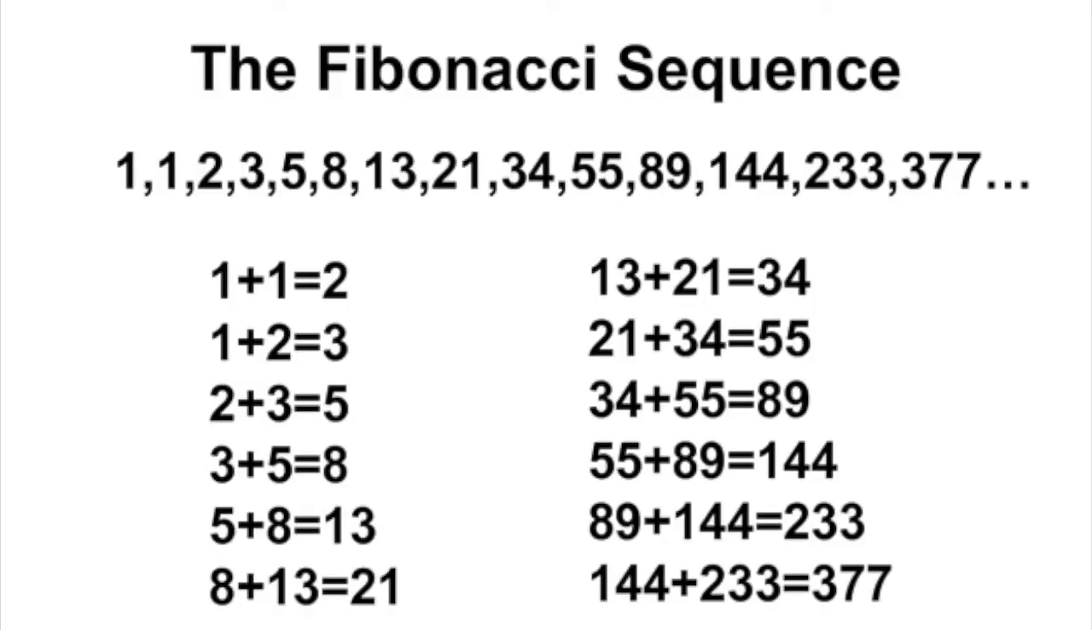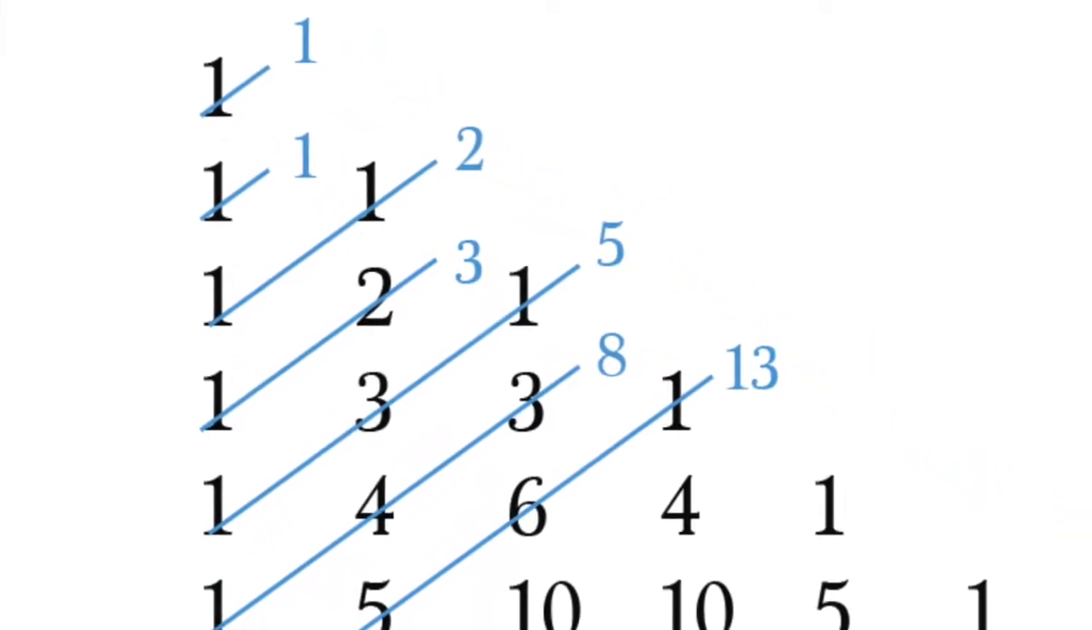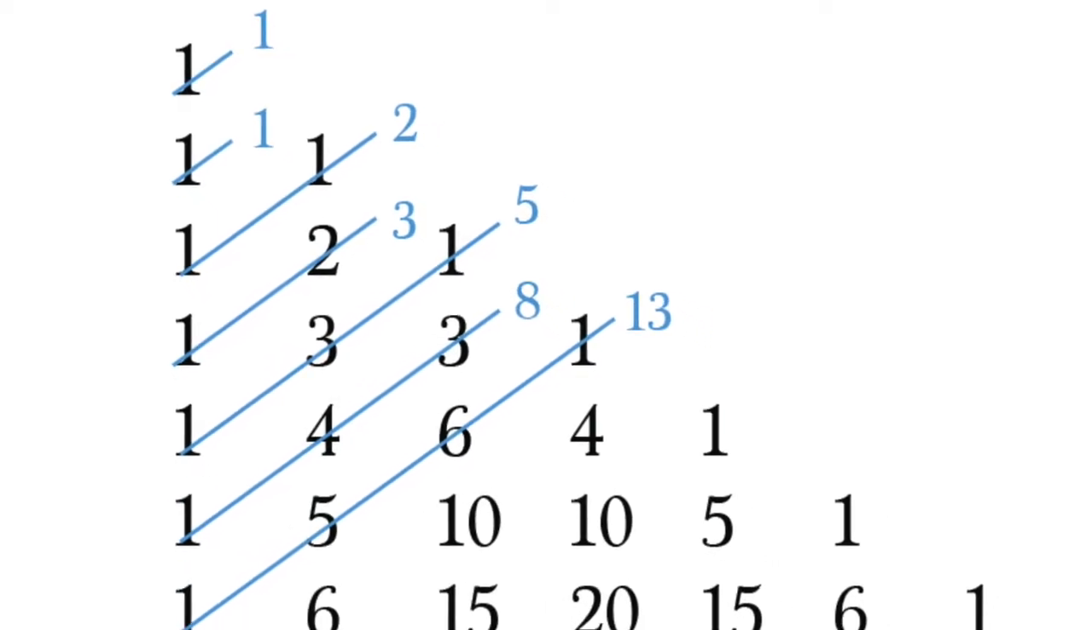To find the numbers of the Fibonacci sequence, a sequence derived by adding the previous 2 numbers to get the next number in the sequence, sum the diagonals of the left justified Pascal's triangle from earlier. By doing that, we get 1, 1, 2, 3, 5, 8, 13, etc.